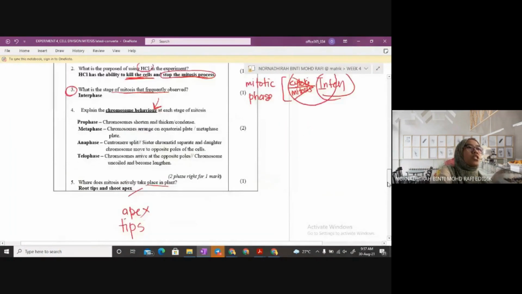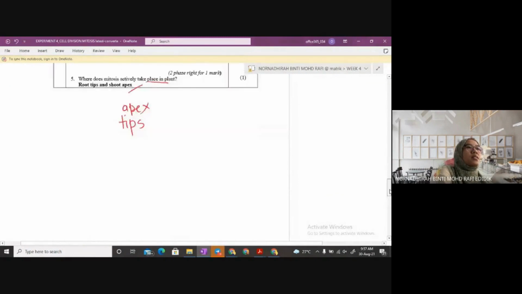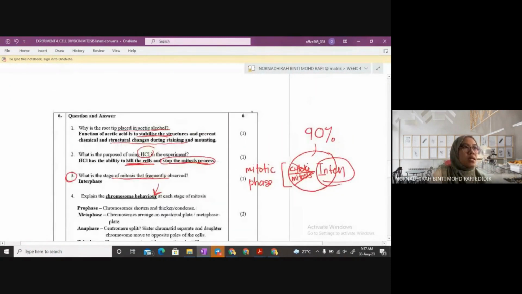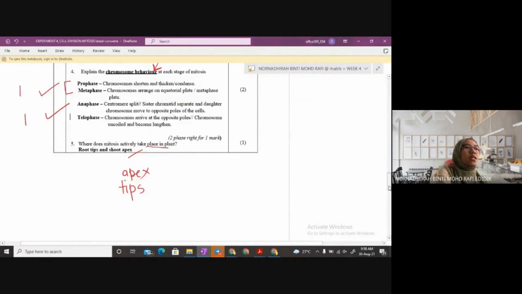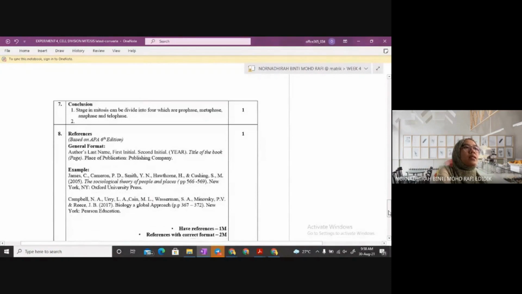Okay, so berapa markah in total? In total question and answer ada 6 markah. Okay, so ada 5 soalan tetapi question number 4 consists of 2 marks. Okay, ada 2 markah. So 2 markah tu saya akan kata prophase metaphase. Kalau betul baru 1 markah. Anaphase telophase betul 1 markah. Then conclusion kita dah buat dah sama-sama tadi. Apa dia? And then references.